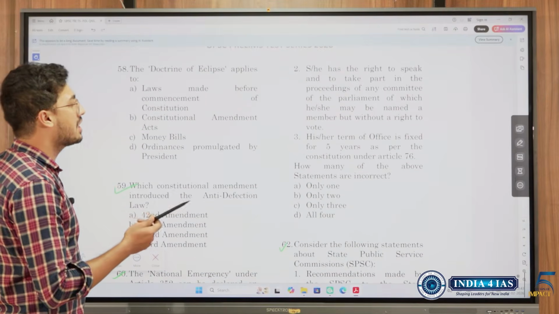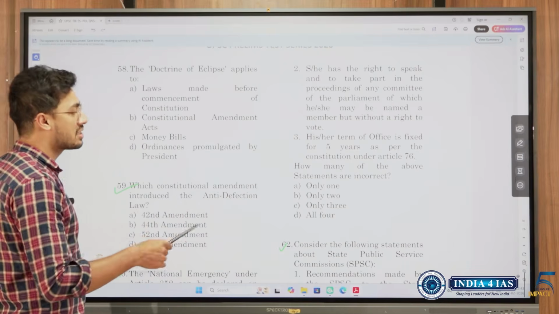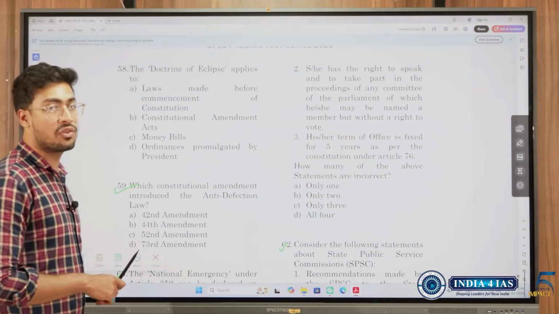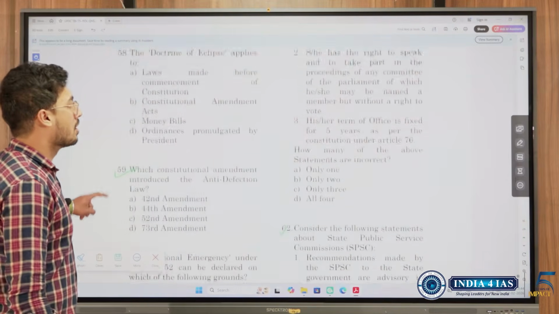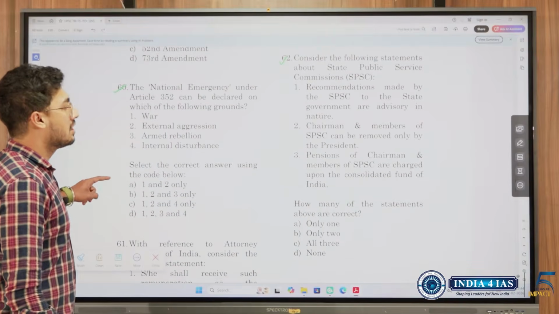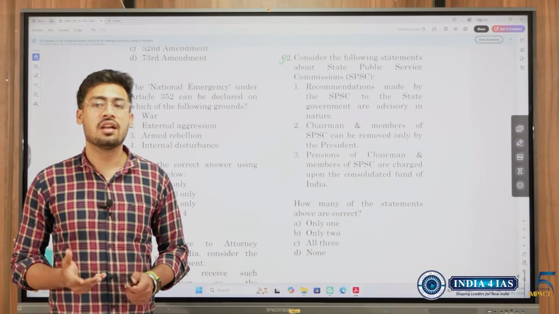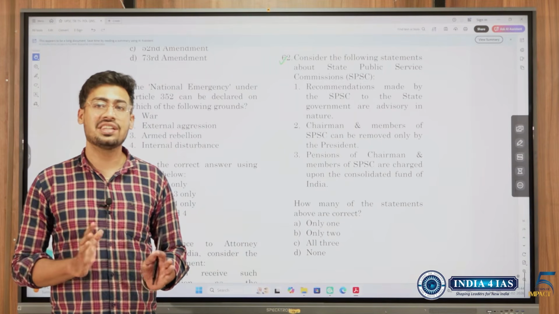He or she has the right to speak and all those things without the right to vote, correct? His or her term of office is fixed, I already told. There's no fixed term. The Attorney General holds office during the pleasure of the President. I hope you know what this means. Pleasure of the President means the office does not have legal backing for a fixed number of years.